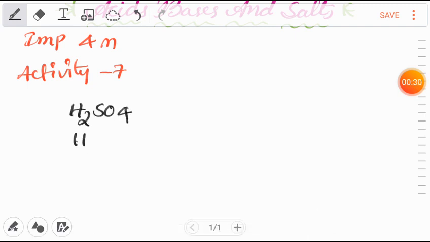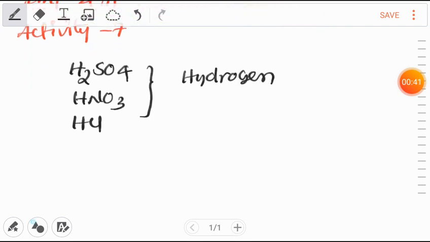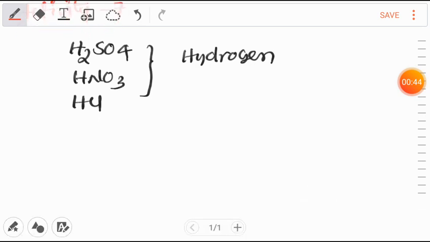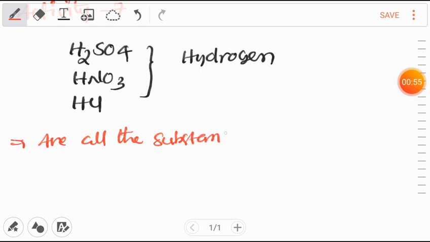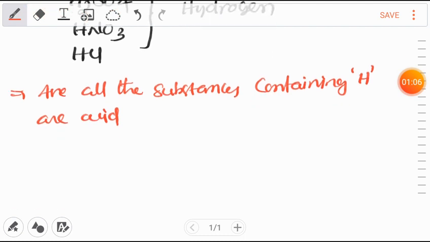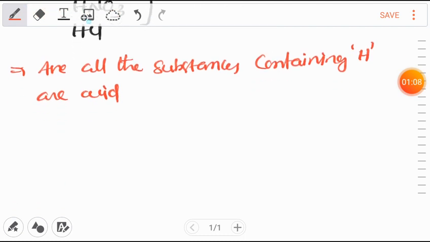Try to observe this: H2SO4, HNO3, HCl. What is common in these? Hydrogens are common. The question is, are all substances containing hydrogens acids? To know this, we are going to do another experiment.